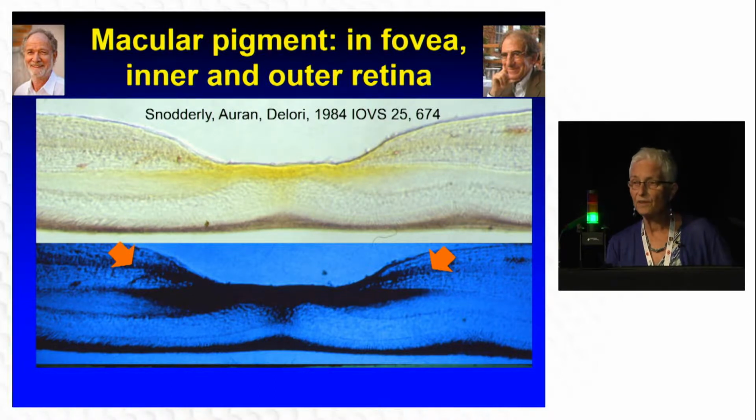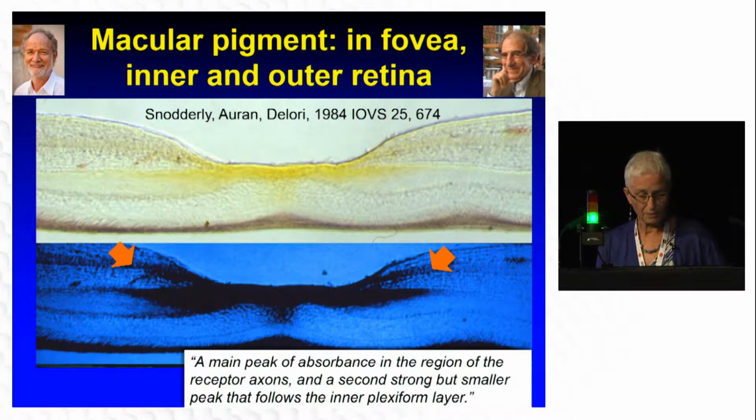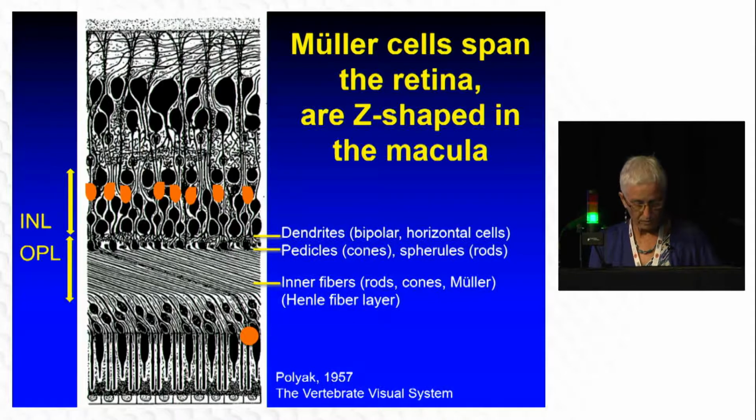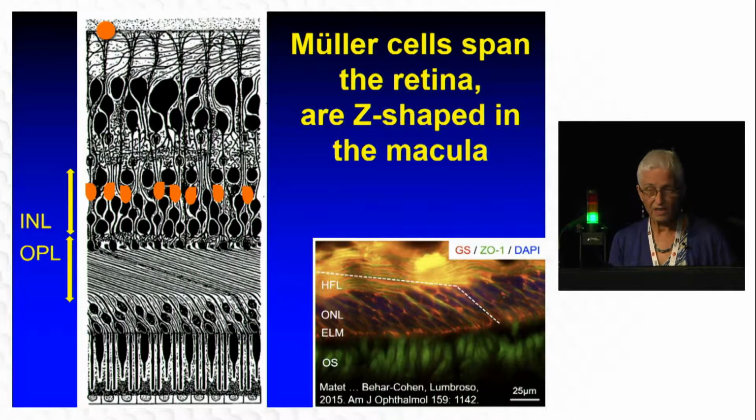And over the years, this has evolved into the understanding of many people that the macular pigment is localized only in the cone axons. And it's time to correct that misconception, because the Mueller cells are the radial glia of the retina. They span the retina from the inner limiting to the outer limiting membrane, and they're distinctly Z-shaped in the macula. In this schematic, the orange spots are the nuclei of the Mueller cells, and now you can see the Z-shaped cell. These Mueller cells contain specific markers shown over here on the right.